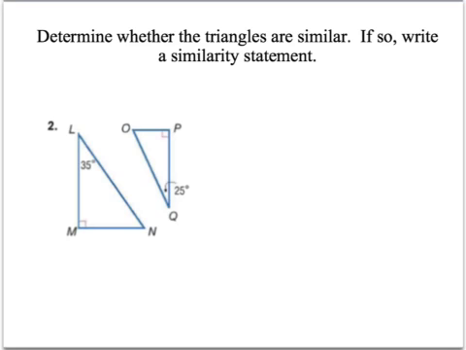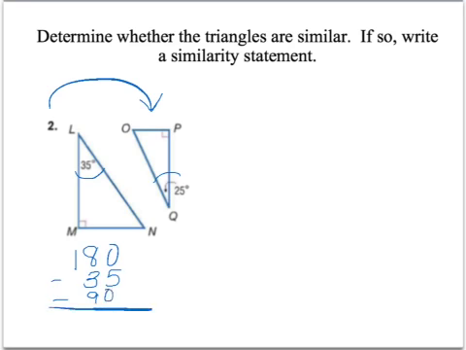Let's do the same thing for example number 2. Determine whether the triangles are similar. If so, write a similarity statement. So, angle L is 35 degrees. The corresponding angle to angle L is angle Q, because this triangle has been rotated. And angle Q is 25 degrees, so L and Q are not the same. And since a triangle adds up to 180, and we have an angle of 35 and an angle of 90, what do we have left? We have 55 degrees left in this triangle for this angle here.